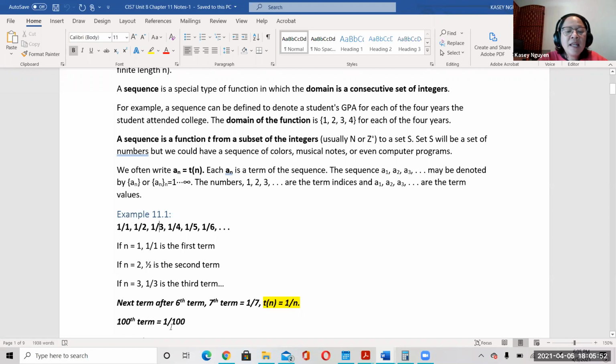So we can say that when it reached the 7th term, you would have 1 over 7 as n is equal to 7. So we can say that t of n, or f of n, is 1 over n. So if we need to determine the 100th term, we would say that it's 1 over 100. Okay. So we would see that there's an increment in the denominator, right, as it would represent the n. For example 11.1.